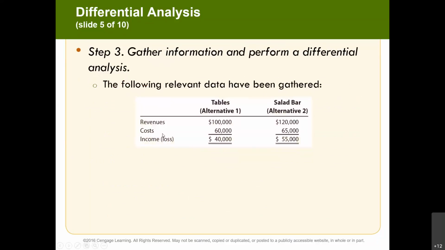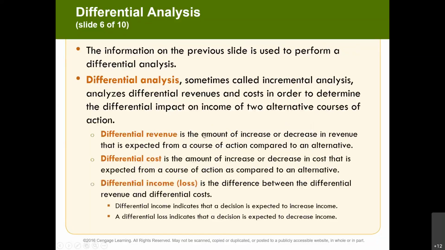The differential revenue, of course, would be $20,000. That is the difference in revenue between the two alternatives. Alternative one, leaving the seats as they are. Alternative two is installing the salad bar. So the difference here is 20,000. So 20,000 would be our differential revenue.